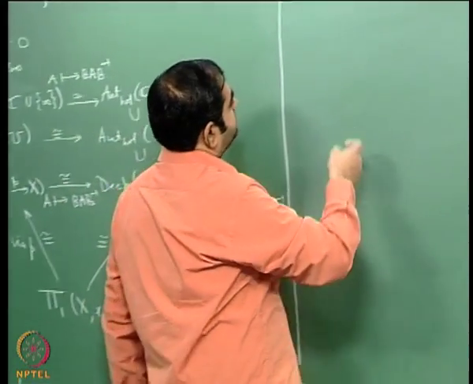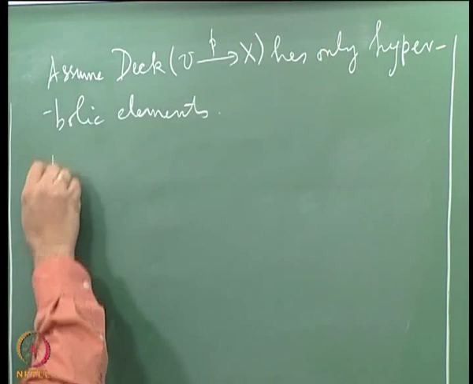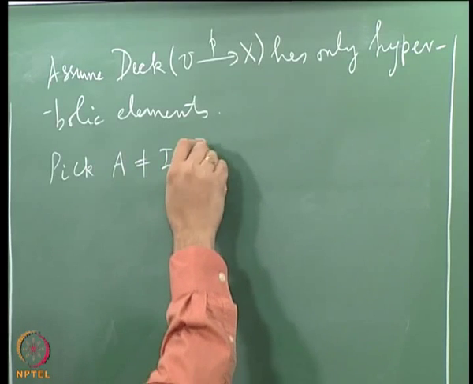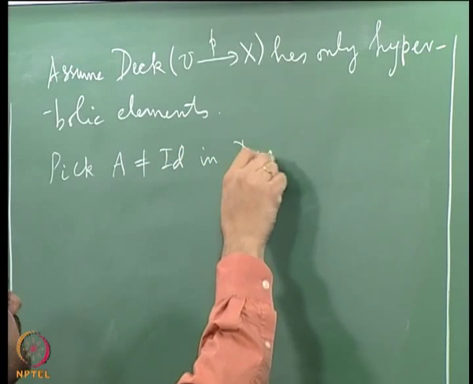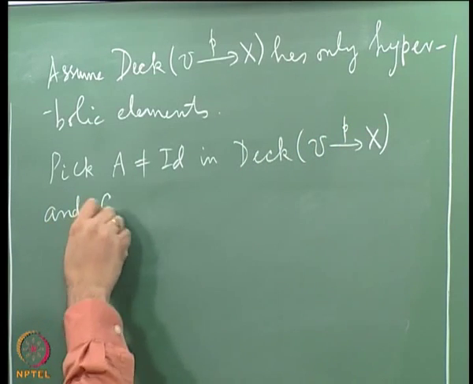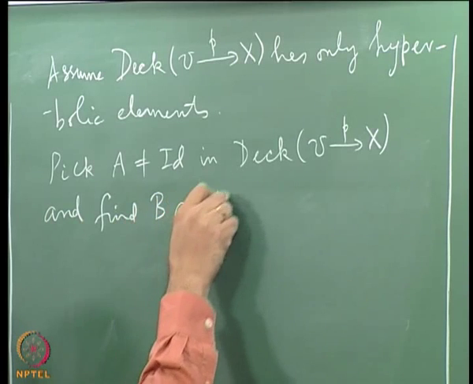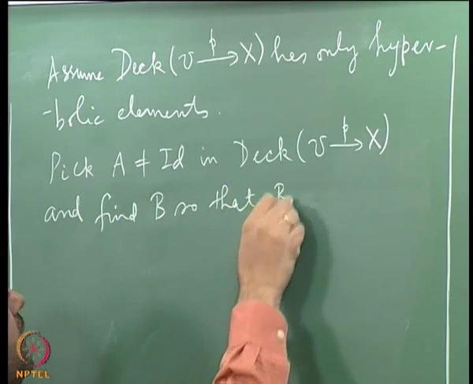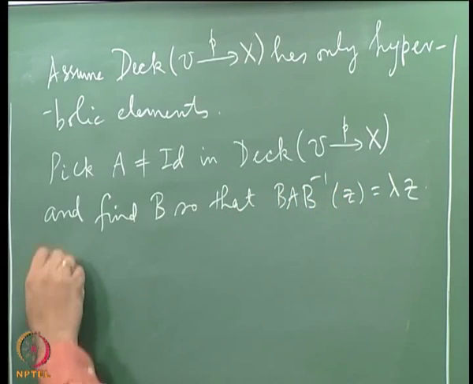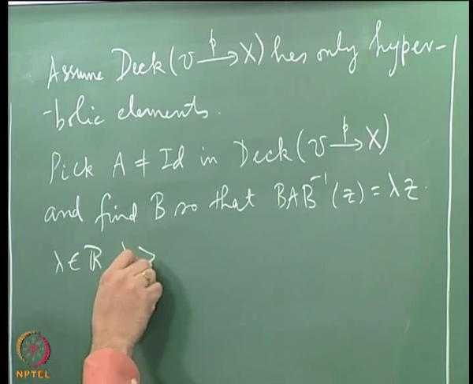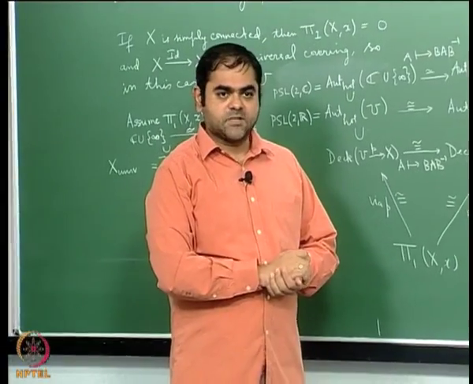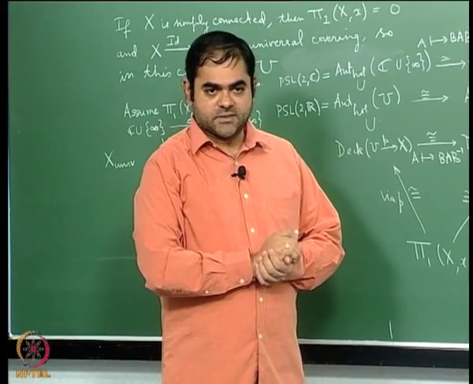So pick A not equal to identity in the deck transformation group and find B so that B A B inverse of Z is lambda Z, lambda is going to be real, lambda is positive, okay. So this is possible because of our characterization of hyperbolic Moebius transformations, right.